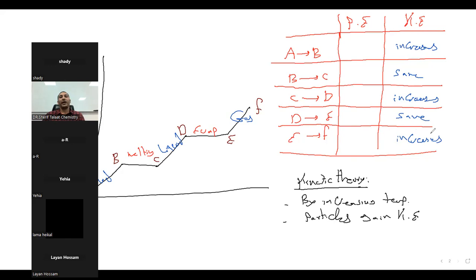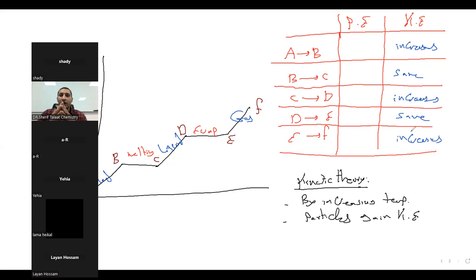Increases. Okay. So kinetic energy, number one, depends on temperature. By increasing temperature, kinetic energy increases. So from A to B, kinetic increases. C to D and E to F, increases. But in case of B to C and D to E, there is no change in temperature, so there is no change in kinetic.